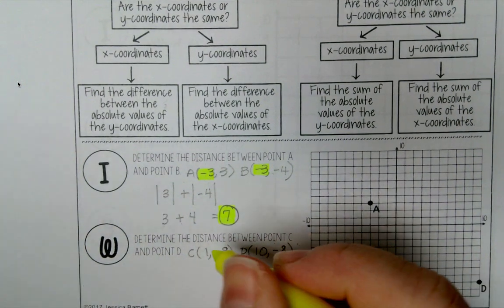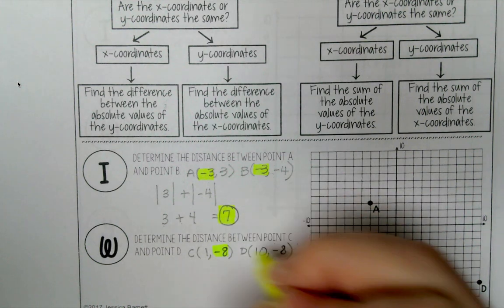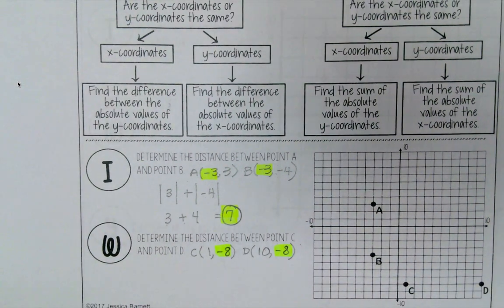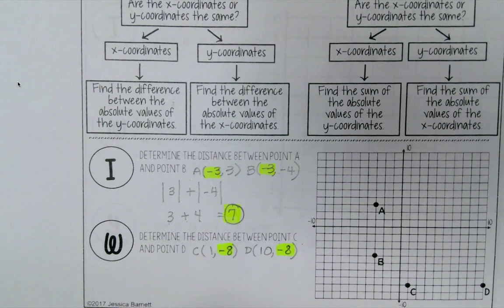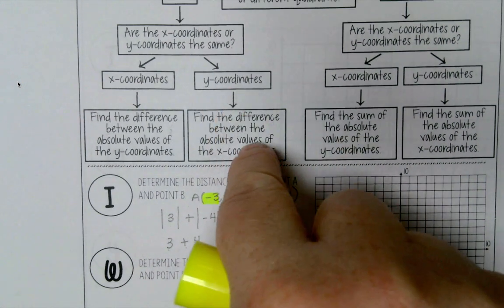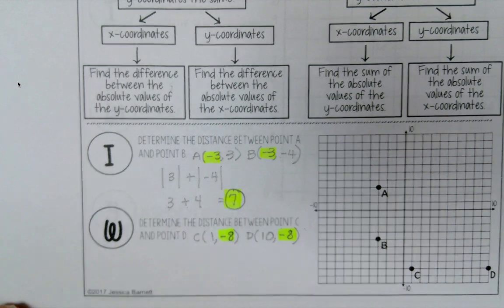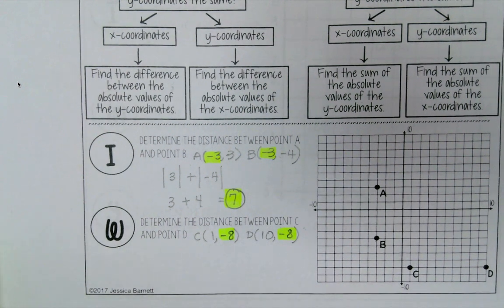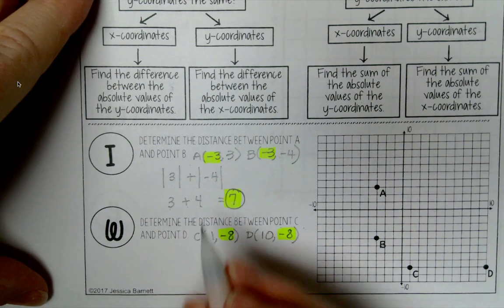I'm going to highlight those because they're the same. I don't want to work with them. Let's get rid of them. Okay. So which ones are the same? My y coordinates. So come down here. Find the difference between the absolute values of the x coordinates. Okay, of the x coordinates.